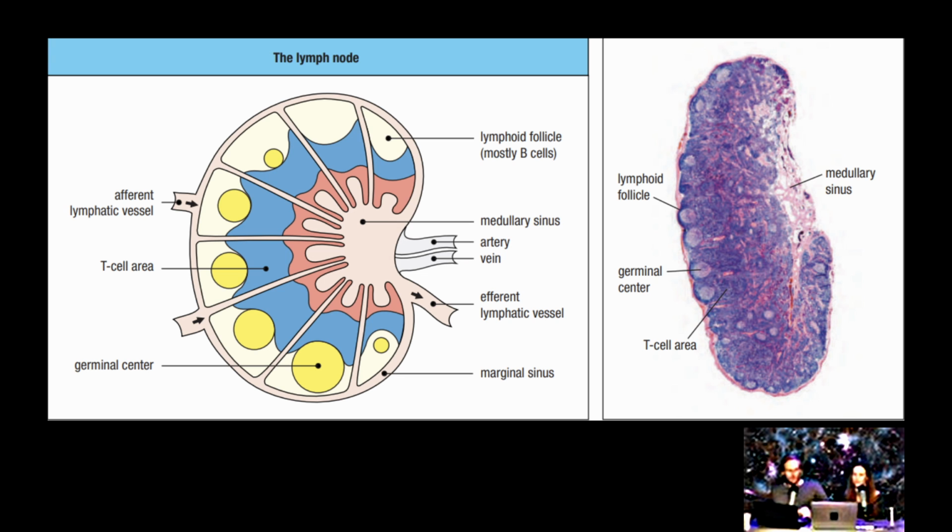So here is a lymph node. How much of this, we might want to wait until we talk about actual maturation for this to make sense. But you can get acquainted with it. There are different compartments here. What's important is that there's a place for each cell type inside of the lymph node, and the same could be said about the spleen.